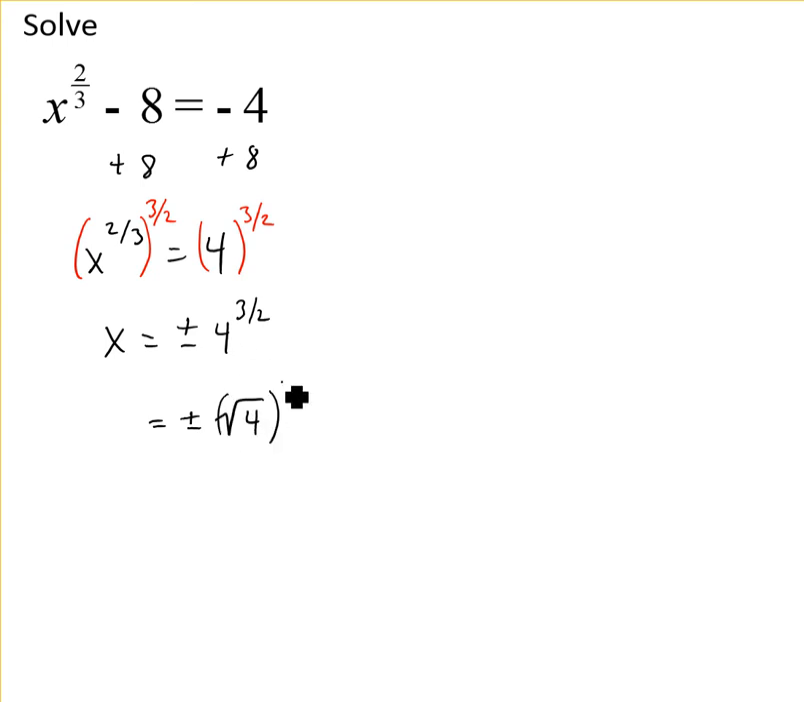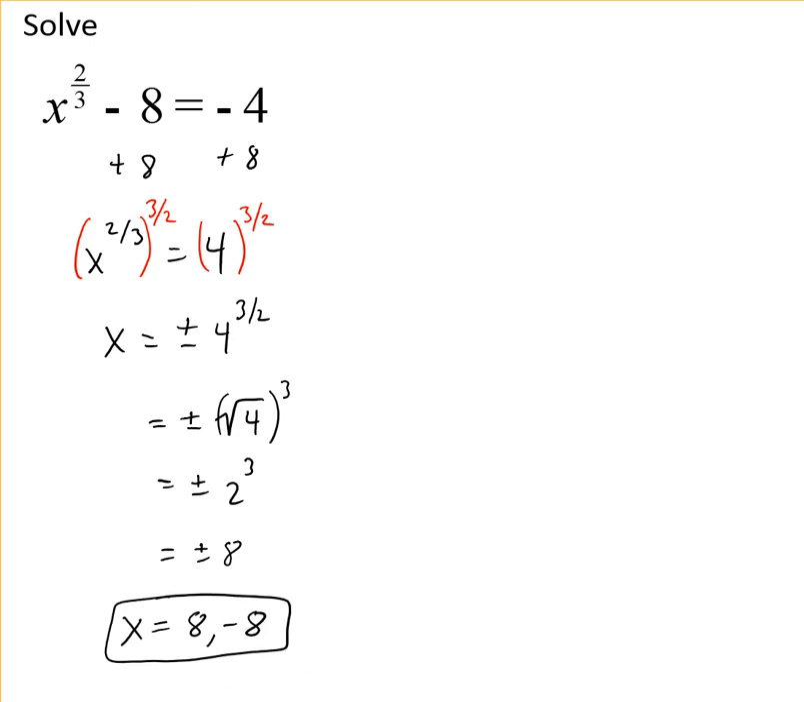Now that power can either be applied inside there, so I could do 4 to the third, or I can do the square root first and then take the power. So in this case, that's going to be the easier option. The square root of 4 is 2, and 2 to the third is 8. So we end up with plus or minus 8. So again, we actually have two solutions here: x equals 8, x equals negative 8.